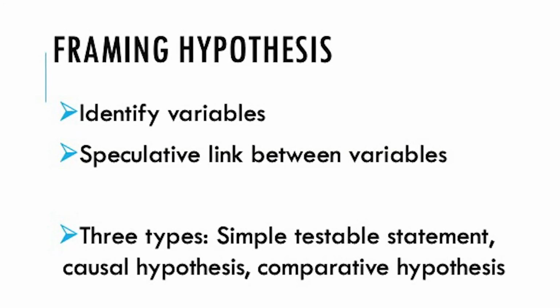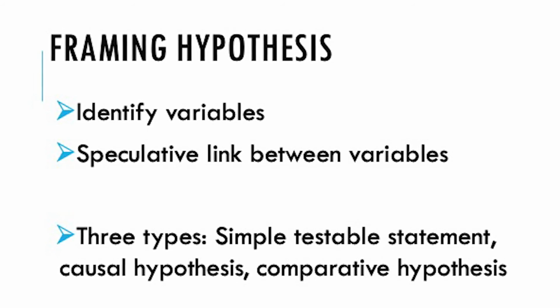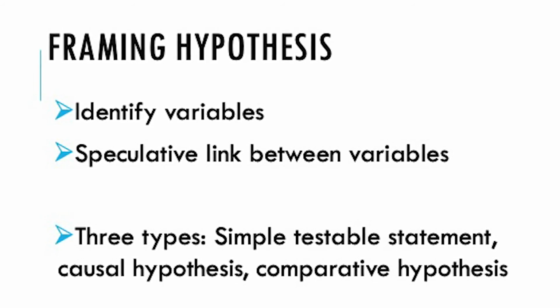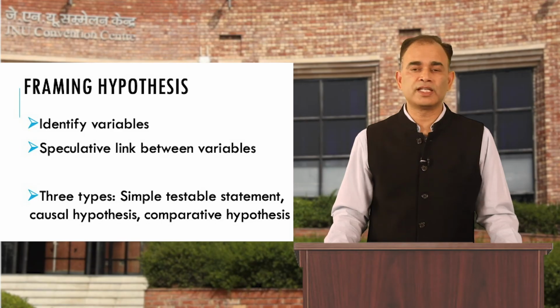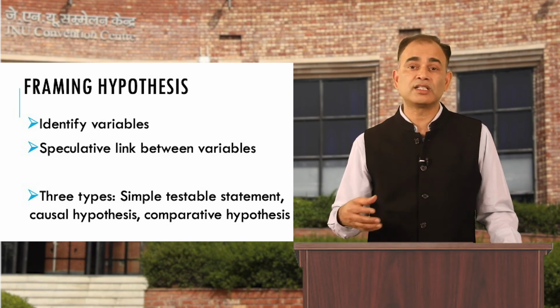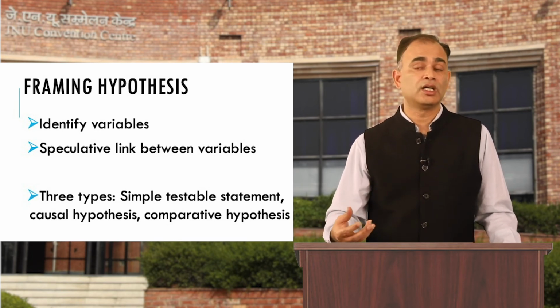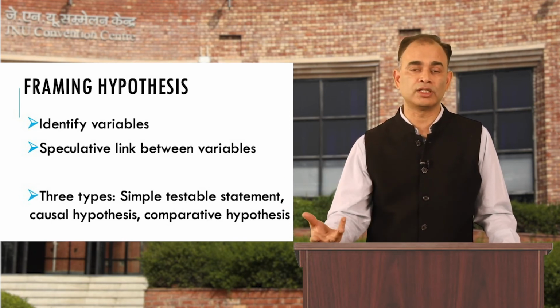The next question that comes to my mind is, once you have the theory, how do you frame the hypothesis? As I told you, a hypothesis can be of three types. It can be a simple testable statement, it can be a comparative statement, and it can be a causal statement. Let me give you an example so that it becomes very clear. If I say that the GDP of India is growing by, say, 8%, that is a simple testable statement. There is just one variable, univariate, which is the growth in the GDP.